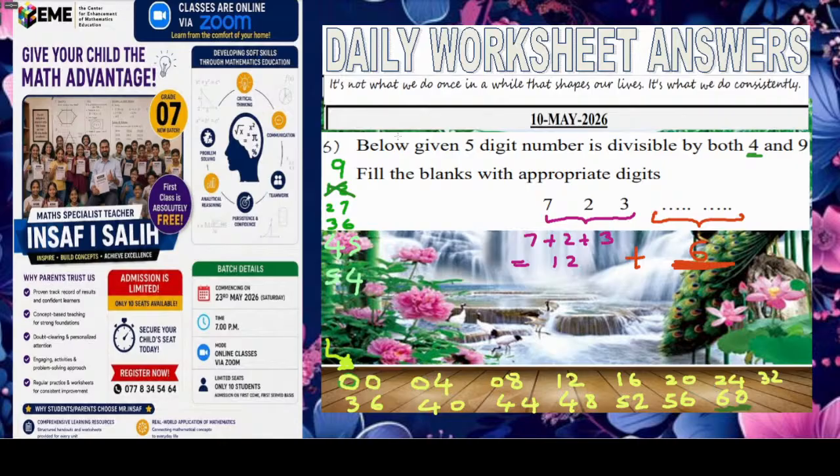So to get 27, what should we add to 12? 12 plus what makes 27? 12 plus 15. 12 plus 15 is 27. Right.